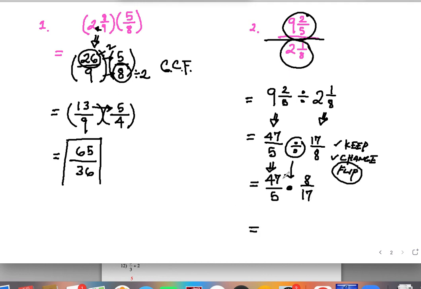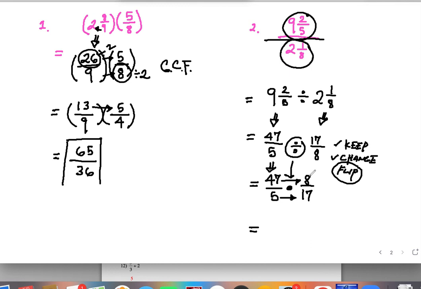And now, before you go across, you want to make sure that you can't cancel anything out. So 47, it will take you some time, but the only thing that goes into 47 is 1 and 47. So that's irrelevant because 1 doesn't matter, and 47 doesn't go into 17, and 47 doesn't go into 45. 8. What goes into 8? 1, 2, 4, and 8. Those are the factors of 8.